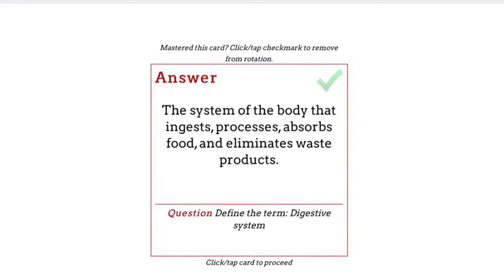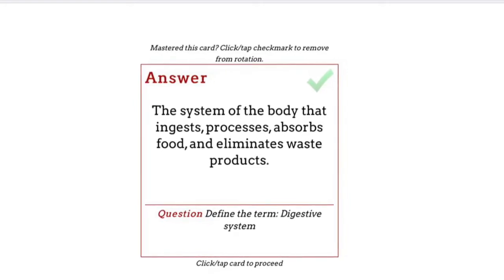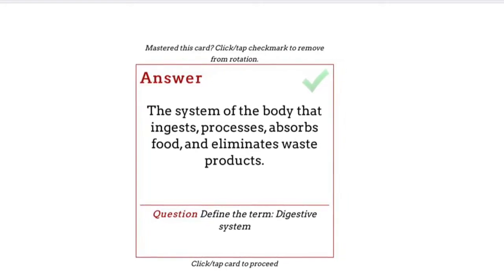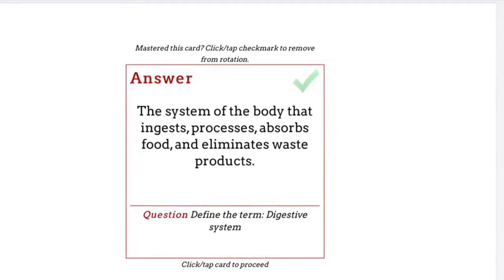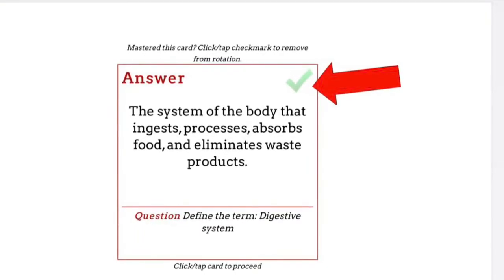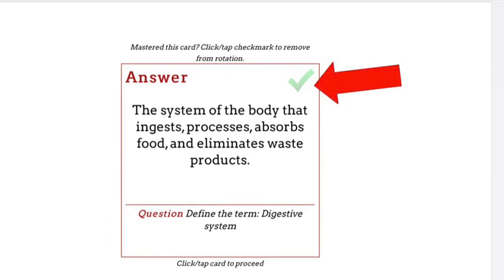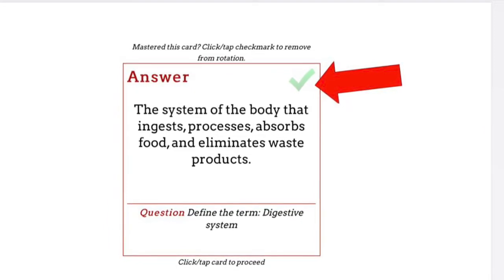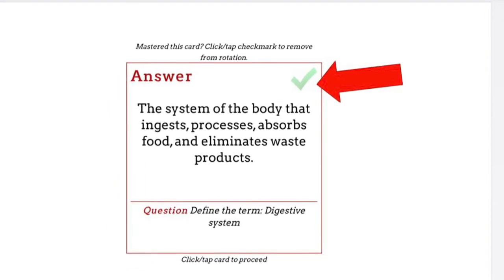If this was a question that I was really struggling with, I would either write this question down, screenshot it, or take a picture of it with my device. Once the question is familiar and you don't need it anymore, click on the green check mark at the top right, and it will actually remove the question from the rotation. You can go back and unclick and bring all those questions back once you're done.